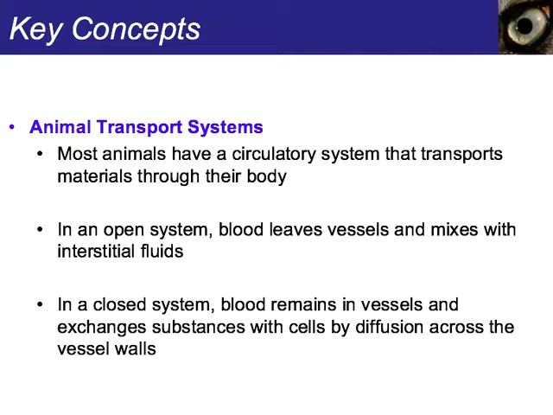So key concepts. Most animals have a circulatory system that transports materials through the body. In an open system, blood vessels basically just let blood out into the body where it'll mix with interstitial fluids. And in a closed system such as ours, blood remains in vessels and exchanges substances with cells by diffusion across those vessel walls.